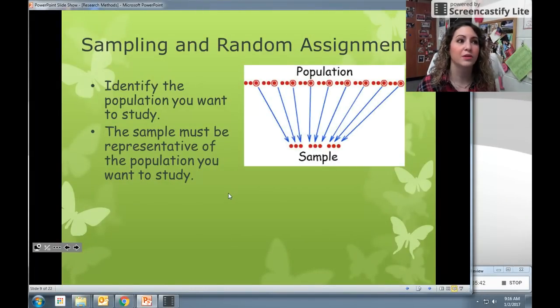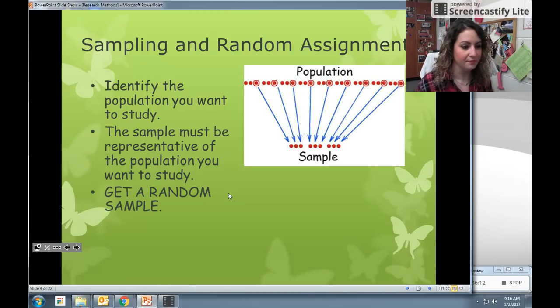A random sample would not be passing out flyers to everyone in the hallway during passing periods, because number one, not everyone has an equal opportunity to be in the sample. Because what if you're not in the hallway during that passing period? What if you're running late? What if you're absent that day? What if you don't take that hallway? Not everyone has an equal chance, and that's what it means for it to be random. Everyone has an equal chance to be selected as part of the sample. So you've got to get a random sample.